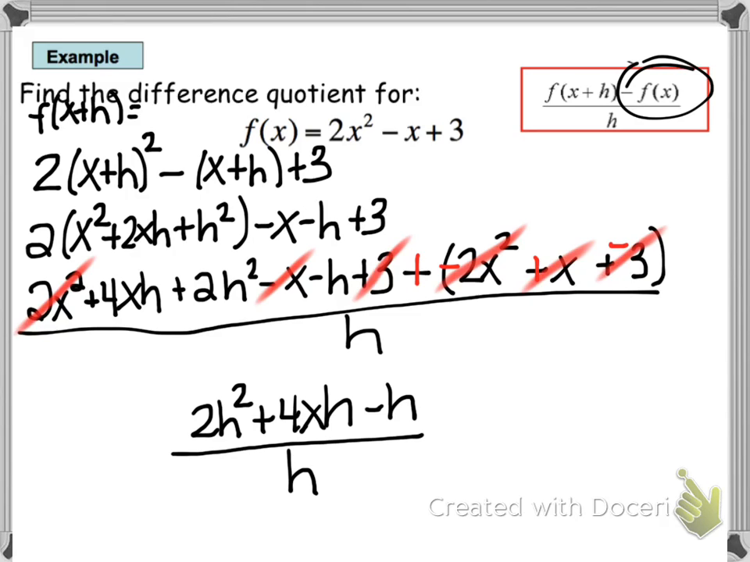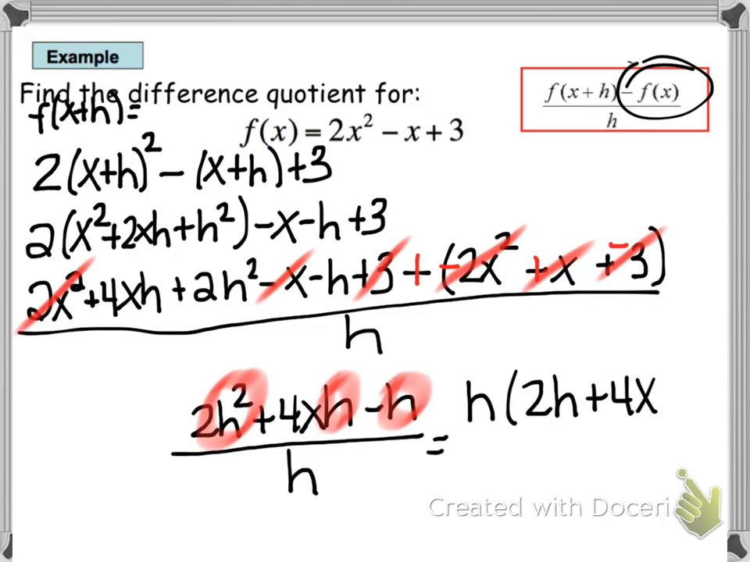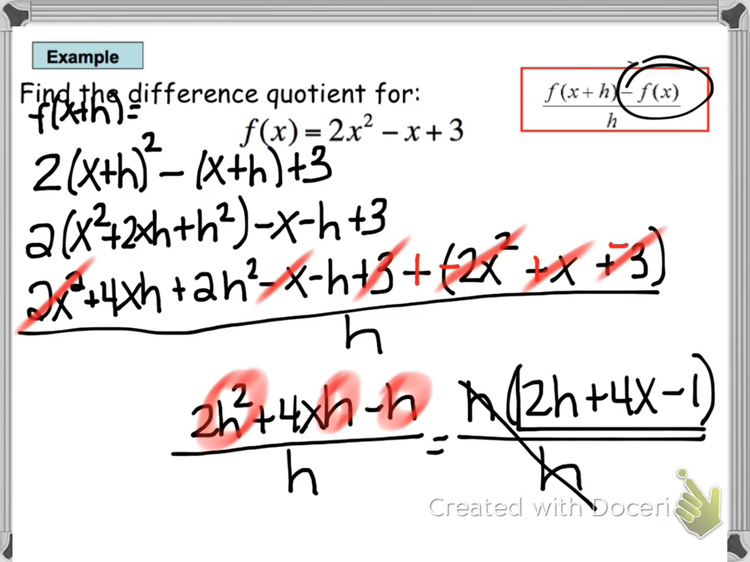Once again, I see this common factor of h in all my pieces, so we'll go ahead and factor that out. When I do that, I'm left with a 2h, a 4x, and when I factor out of minus h, we're left with minus 1. I can't forget that 1 back there, because if I distributed the h back in, I want to make sure that I get what I started with. So canceling out those h's, we get our final answer here. And there's our difference quotient for that function.